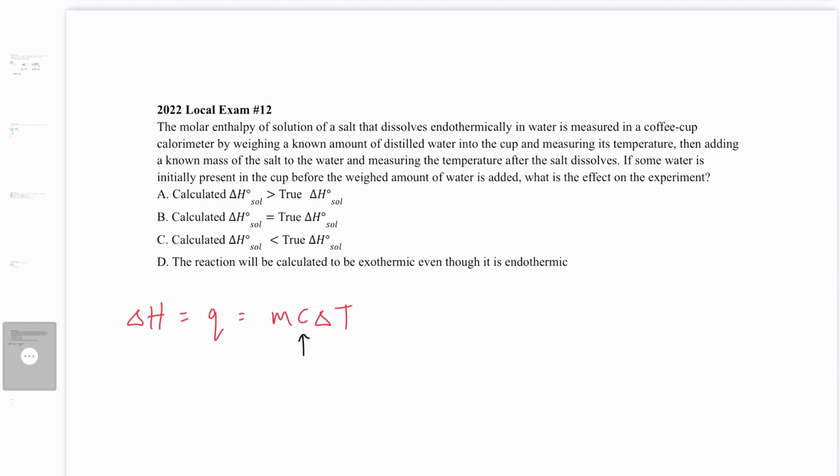So if you're calculating a change in temperature that's too low, then that means you've added too much water. Since you have more water here than you really should, the change in temperature that you record is going to be lower than it should be. And of course, you're not aware that you're adding more water than you should, so your M value is lower than it should be. Your change in temperature value is lower than it should be. So the delta H that you calculate is going to be less than the delta H that is really true. So calculated is less than true. And that is answer choice C.